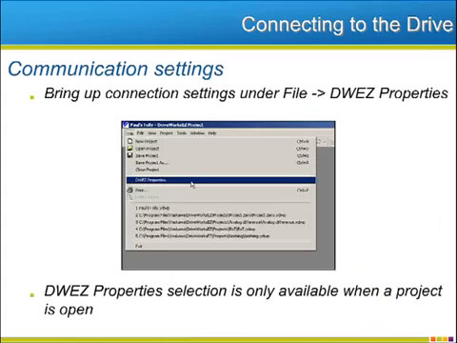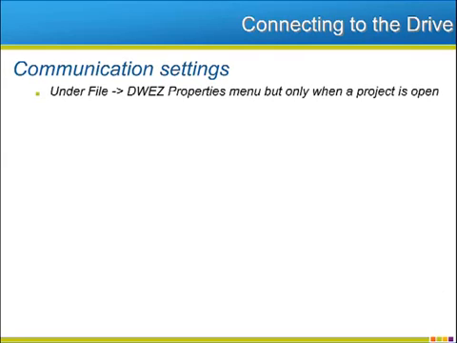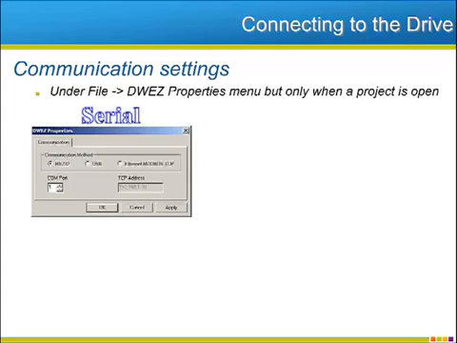After physically connecting to the drive, you must tell DrivesWorksEZ the method you have chosen. Click File, then select DrivesWorksEZ Properties. Keep in mind, DrivesWorksEZ Properties will not be available if you don't currently have a project open. Selecting Serial will prompt you to choose a COM port. Usually your serial port is COM port 1, but if you are using a serial to USB converter, it will most likely be something other than 1.